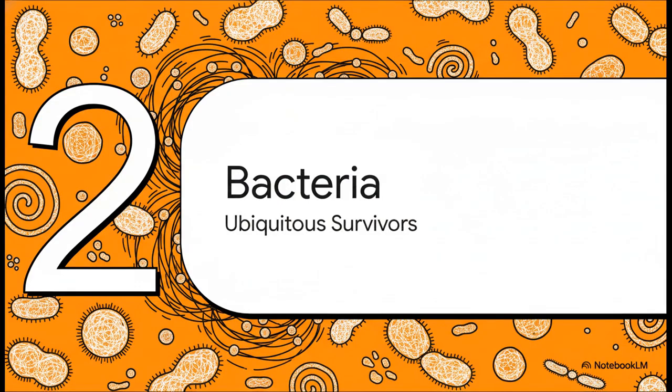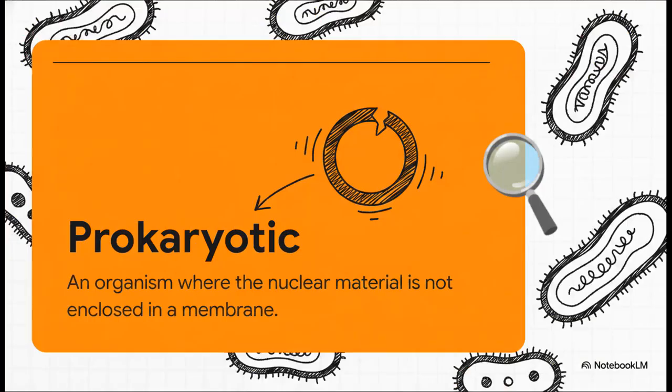Moving right along to Section 2, Bacteria, the ubiquitous survivors. To really get bacteria, which belong to the kingdom Monera, you have to know that they are totally unicellular and, crucially, prokaryotic. That just means their genetic material isn't neatly packed inside a defined nuclear membrane. It just kind of floats freely in an irregularly shaped region called a nucleoid. And when we call them ubiquitous, we mean it.